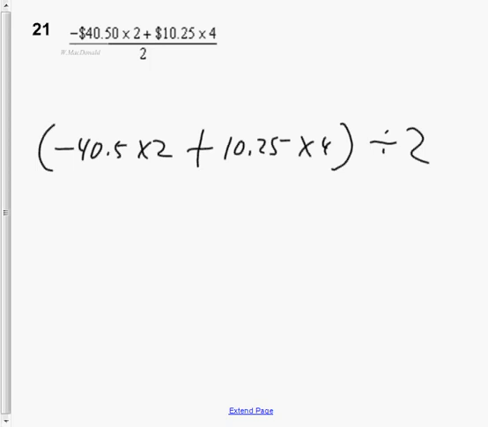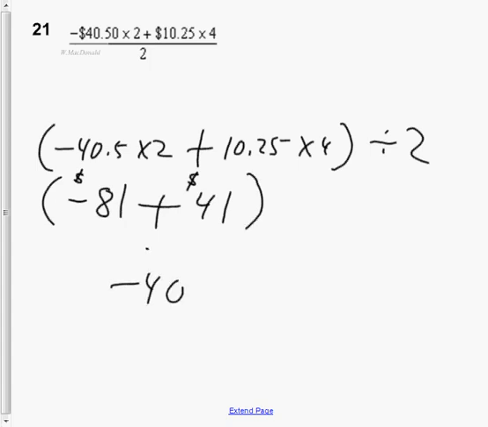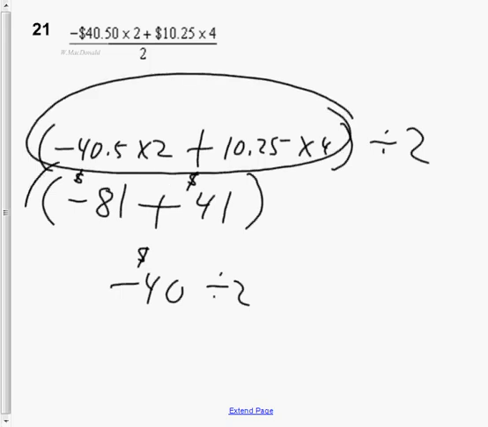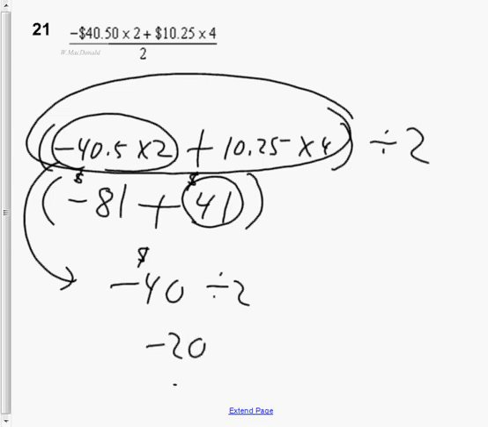This is the exact same thing. So this is negative $81 plus, this would be $41. If I work all that out, I get negative $40 divided by 2, because now I can, all of this works out to be negative $40, because negative $81, which is this, plus positive $41, those two add up to be negative $41, or negative $40, excuse me, divided by 2 is negative $20. Dollar sign? Okay. Yeah, your answer is negative 20, so obviously some of you probably had it right but had it wrong in the remote.